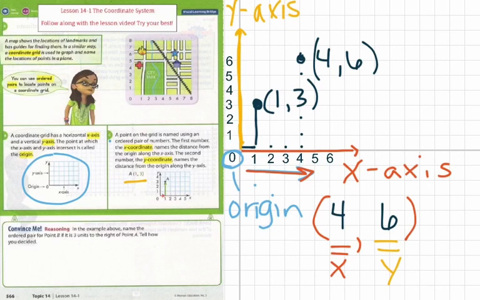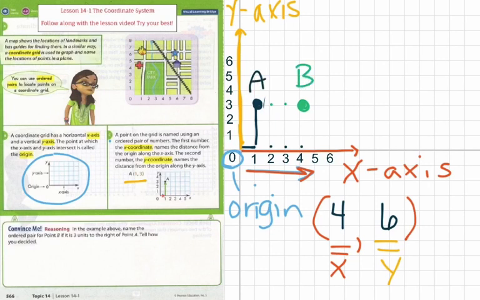So let's just quickly look down at the convince me. It says, in the example above, name the ordered pair for point B if it's 3 units to the right of point A. So they're saying if we have point A being this one here, I'm going to erase this so it's not in our way, then we need to move 3 units to the right. 1, 2, 3. So if point B was right here, say that this was point A and this was point B, we need to figure out what that ordered pair is. What's the x and what's the y?